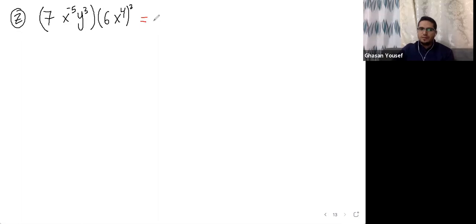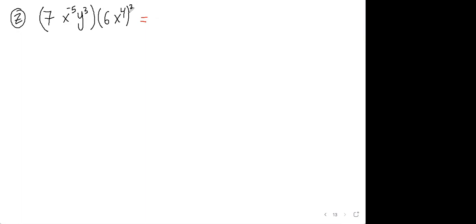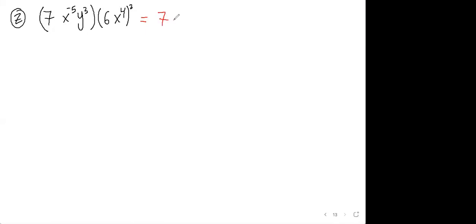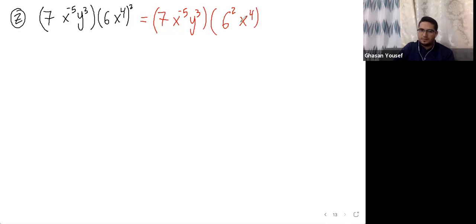So who will help me for that? For distributing first, yes, go ahead. For the first set, it just stays the same, like 7 x to the negative fifth, and then y to the third stays the same. And then it would be 6 to the second power, and then x to the 8th power. X to the 8th power, exactly. Thank you.